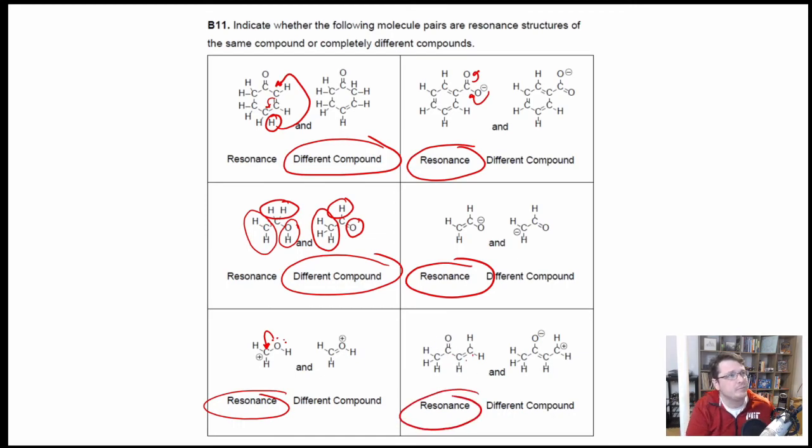And that's how you approach B11: you just have to really look at what's the framework. Does the overall charge change? Are you adding in electrons? Are you taking out electrons? And so forth, right? If any of those things change, then it's a different compound. If all you do is simply rearrange bonds and move around resonance, formal charges and stuff, then all you're doing in that case is just drawing different resonance structures. So yeah, that's everything.